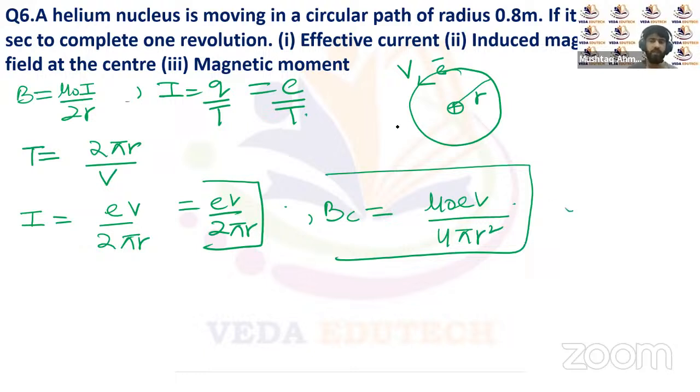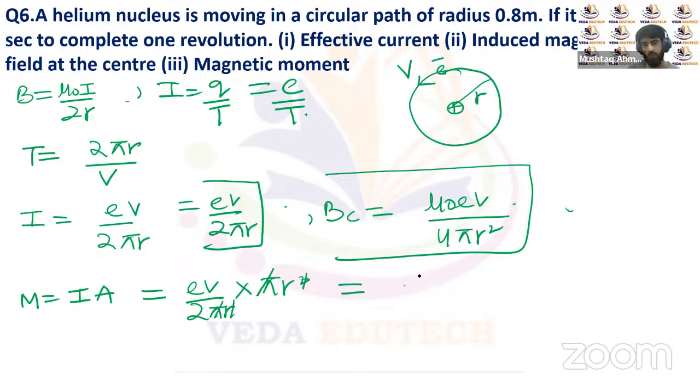And this will actually behave as a magnetic dipole. We know that a current loop behaves as a magnetic dipole, so it will have some magnetic moment. The magnetic moment M will be nothing but I multiplied by A, current multiplied by the area. That will be the magnitude of the magnetic moment. So the current here is ev upon 2 pi r, multiplied by the area, that will be pi r square. So pi and pi get cancelled, r and r get cancelled, and we will be left with the magnetic moment as evr upon 2. So this is the net magnetic moment at the center, right?